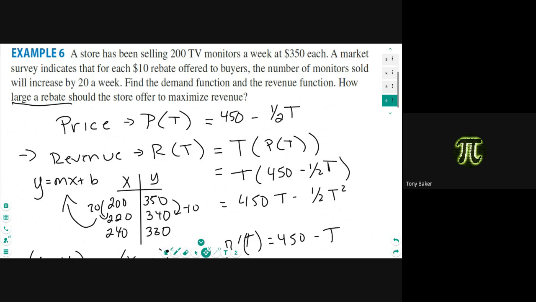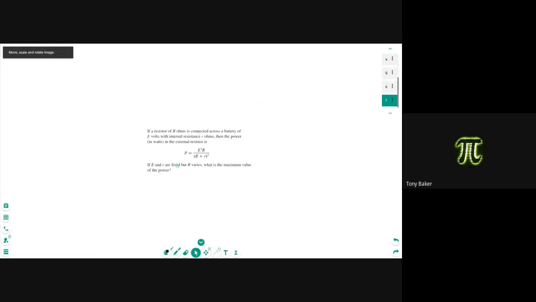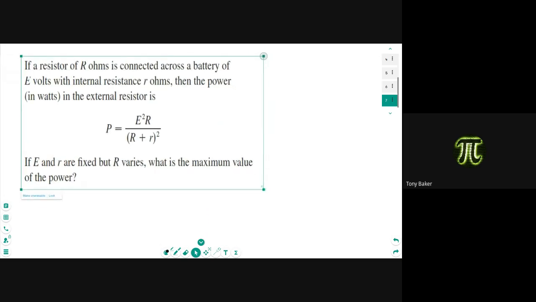All right, last one. Anybody going into electrical engineering? Yeah, you'll like this one. Or you'll hate this one. This is one of the two things. The nice thing is this one, I'm giving you the equation.